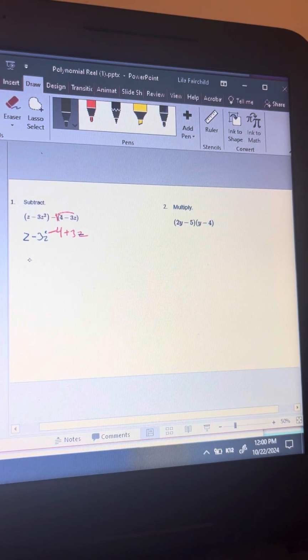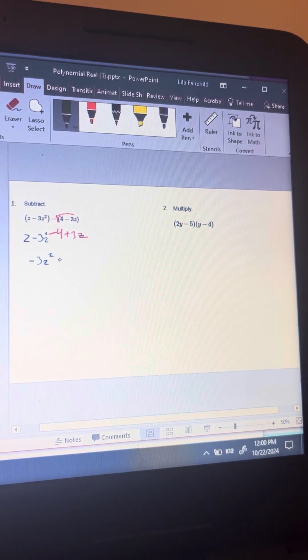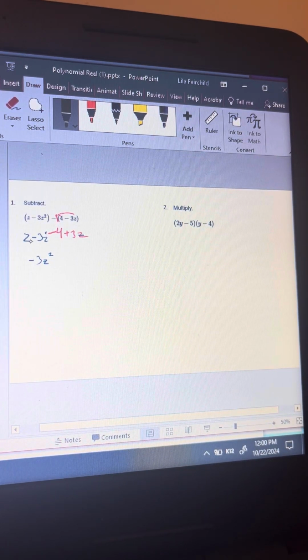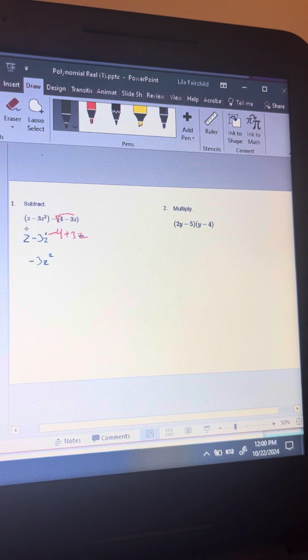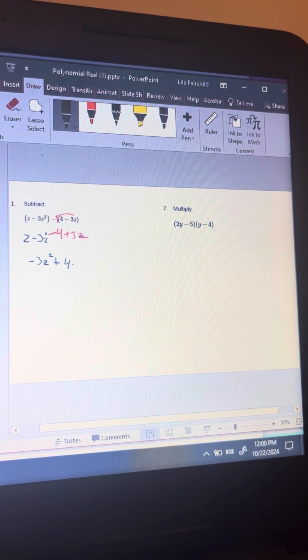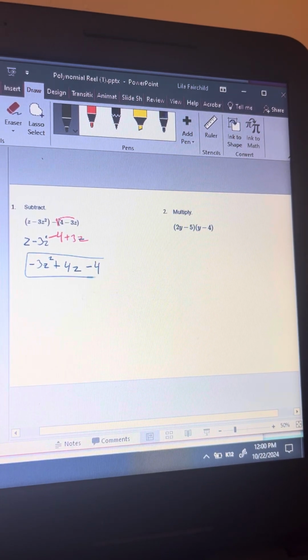for the highest power, it would be -3z to the power of 2, because there's nothing else that's like it that you can change. And then for the next highest power, it's the z's, so positive z plus 3z equals plus 4z, and then the -4 is by itself, and so there's the whole equation.